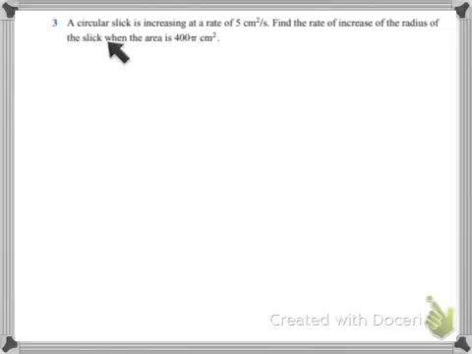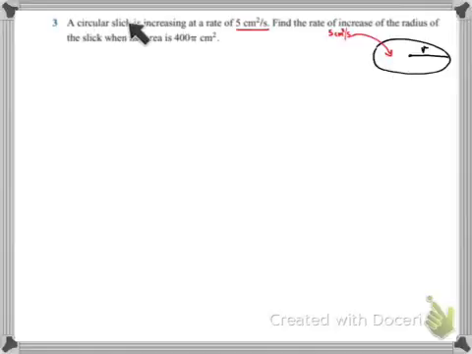A circular slick is increasing at a rate of 5 centimeters squared per second. Now find the rate of increase of the radius of the slick when the area is 400 pi centimeters squared. So first off, here is a circular slick that has a radius, and a liquid is being poured perhaps into the slick, and it's increasing in area at 5 centimeters squared every second.